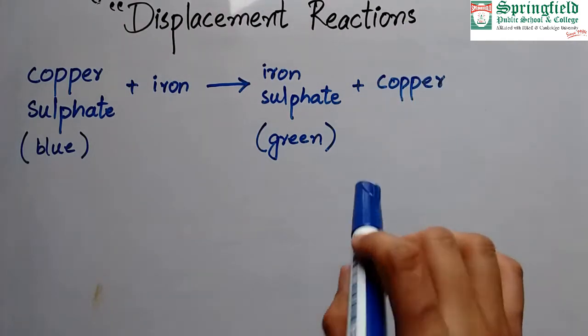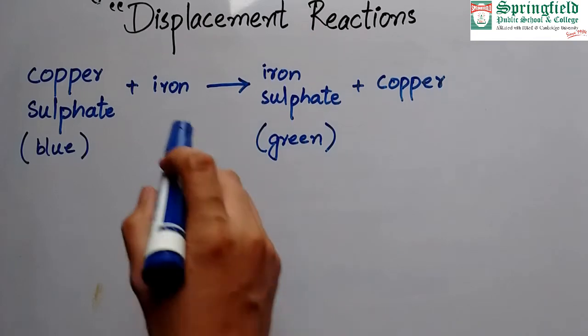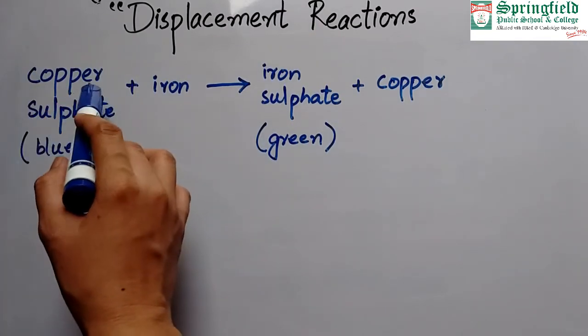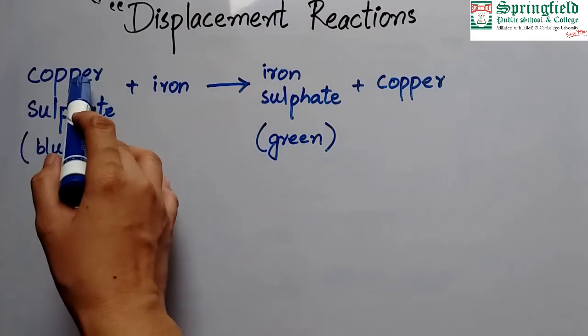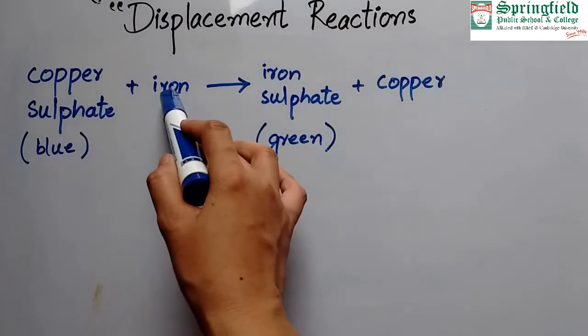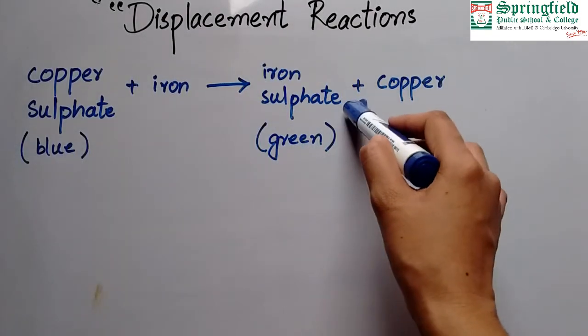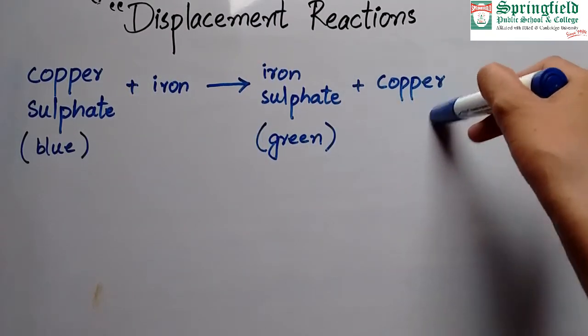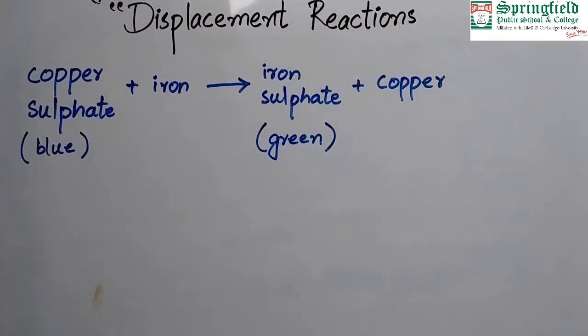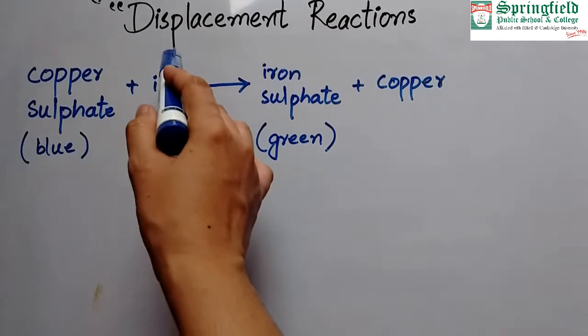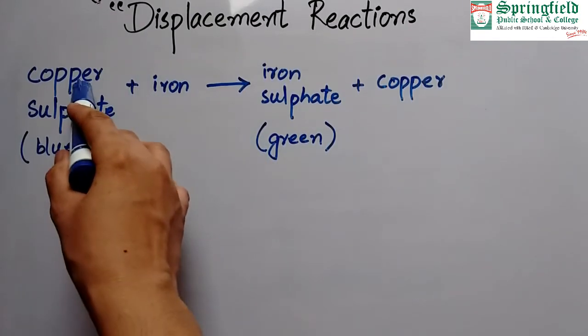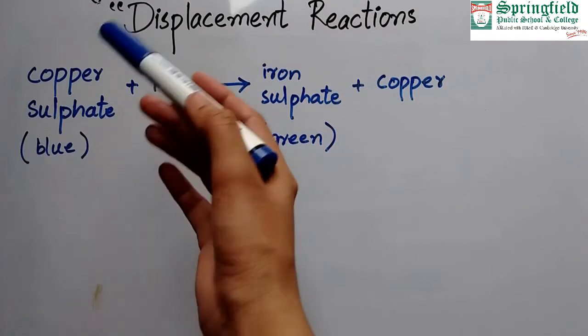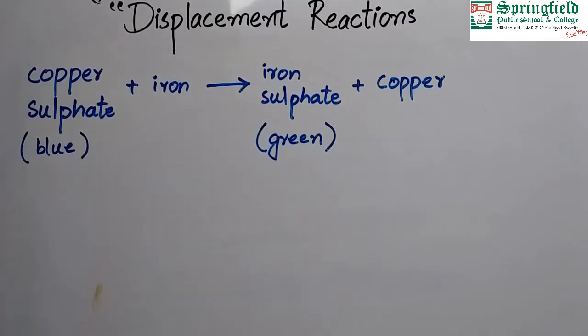So what will happen in the reaction is that copper from the copper sulfate solution will be displaced by iron and it will become iron sulfate. The copper from the solution will get deposited over the iron nail. Why will this happen? Because in the reactivity series, iron comes before copper, or it is placed higher than copper. You can see the reactivity series on page number 34.